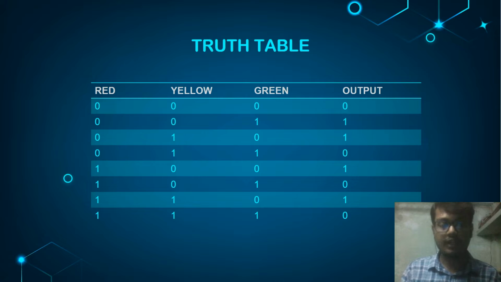So whenever red, yellow, or green will be on high signal, that is known as 1, we will have output 1. Other than that, whenever there are two inputs, the output will be 0. However, if it's red and yellow, then the output will be 1. And if all of the inputs are given 1, the output will also be 0.